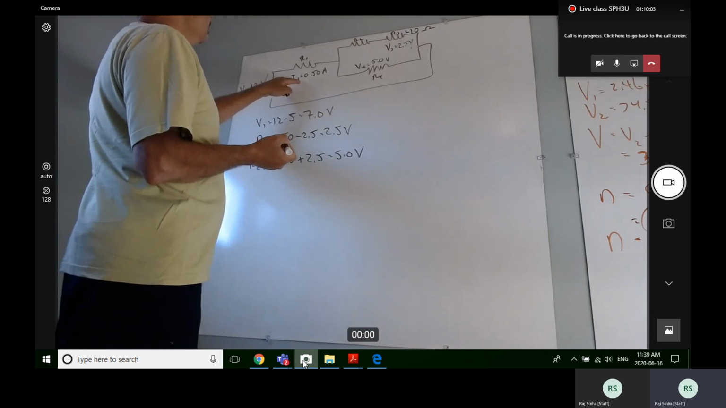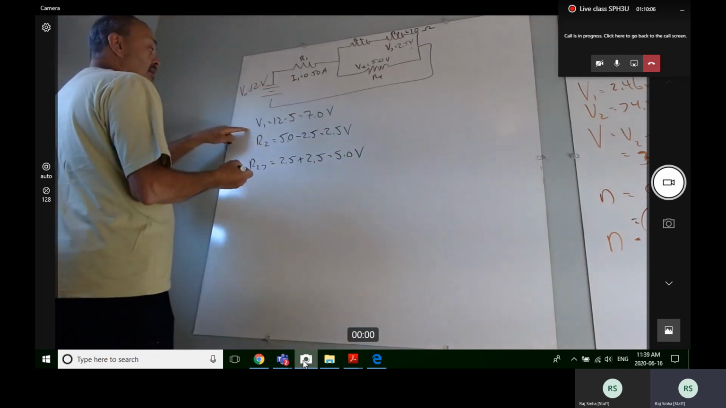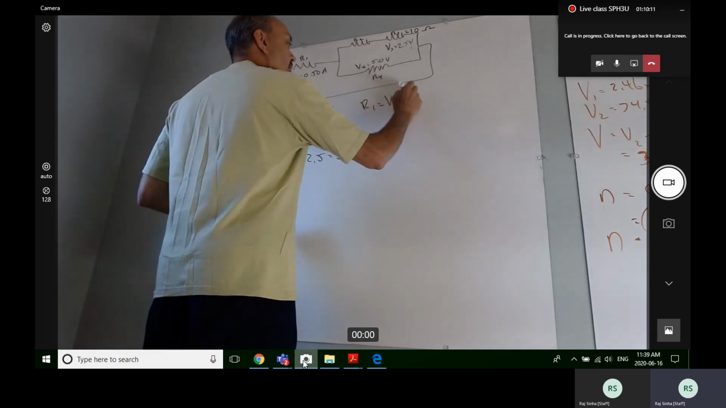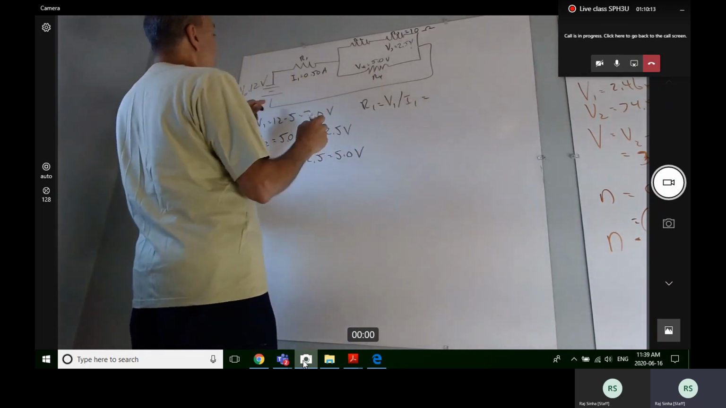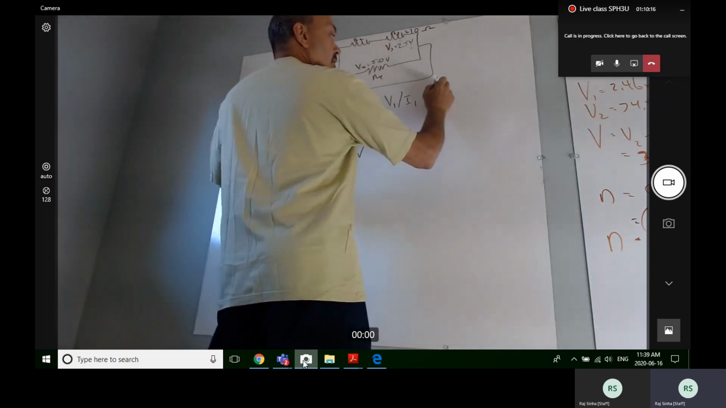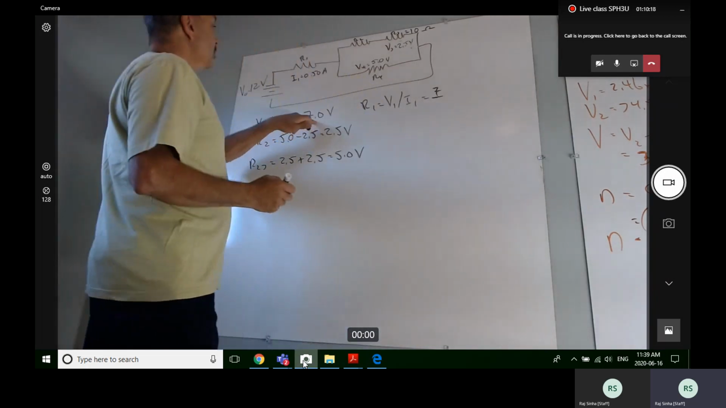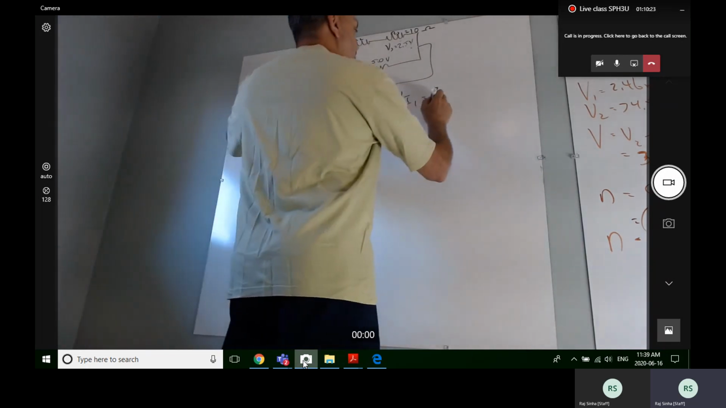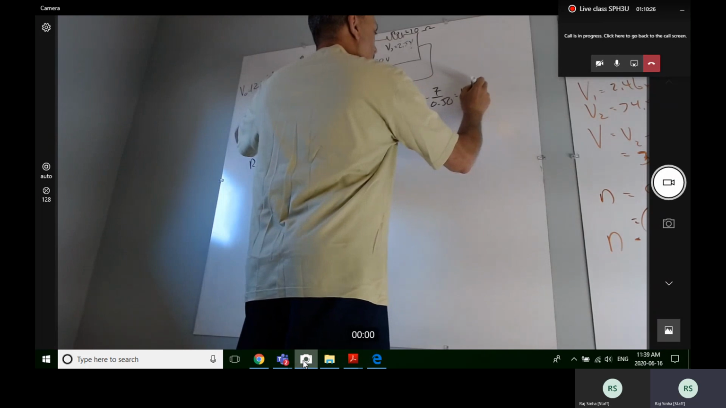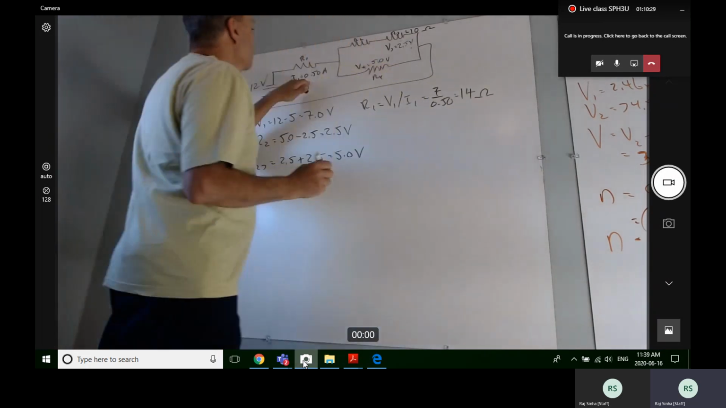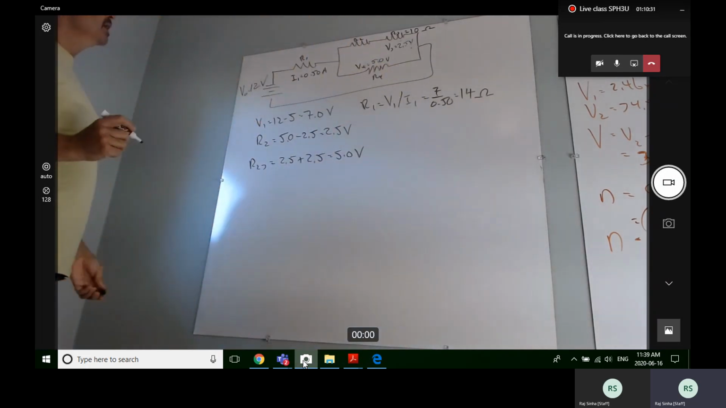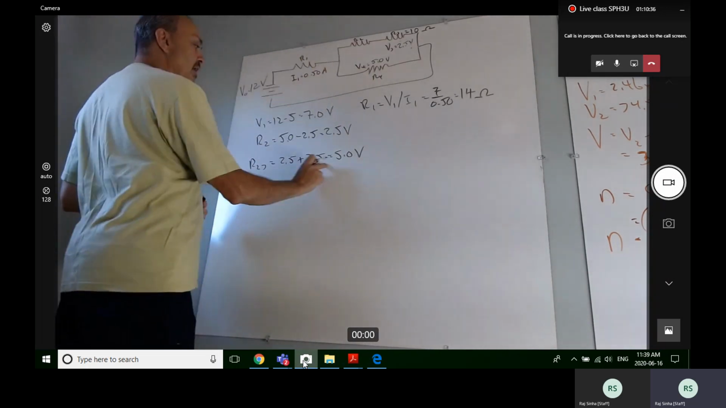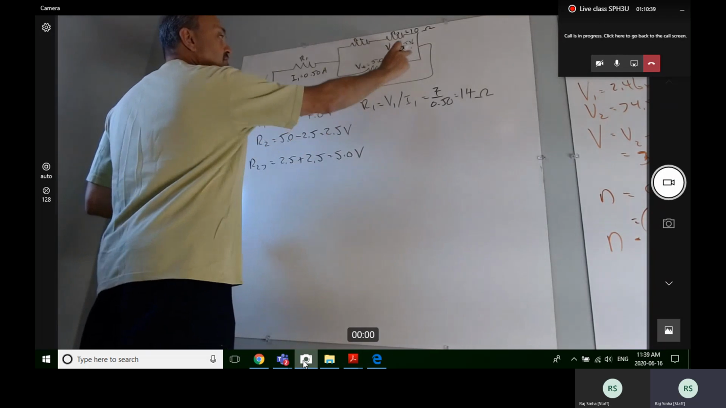So I know V1, I know I1. I could actually go ahead and calculate R1, which I didn't do before. Let's do R1 right now. V1 over I1, which was V1 was 7 volts, divided by my current, which was 0.50 amps. Okay, so I know my R1 is 14 ohms. I know R2 and R3 now are 5. I know R4 is 5.